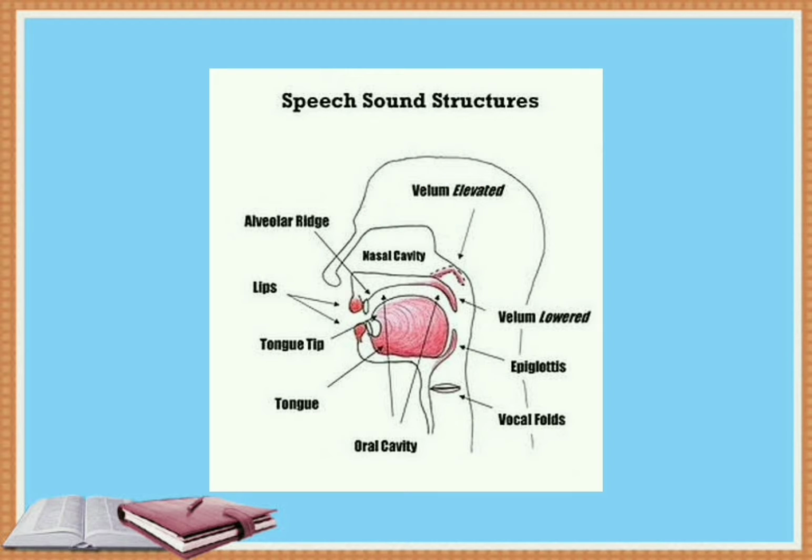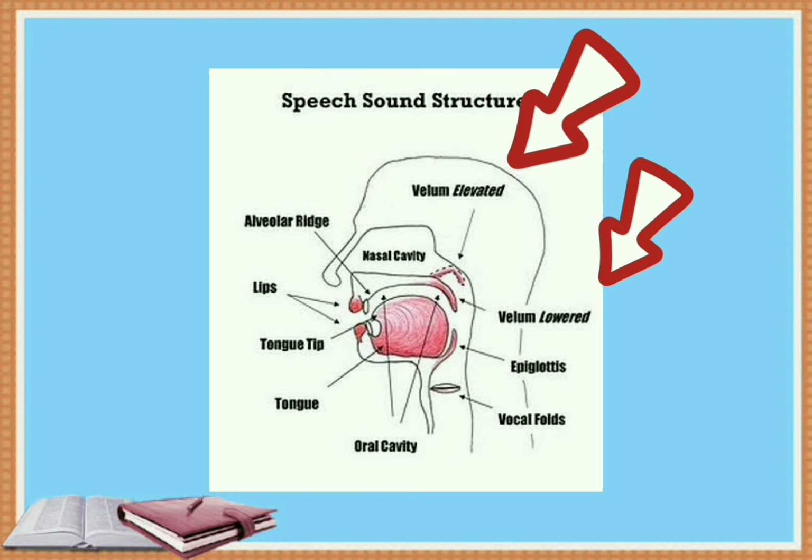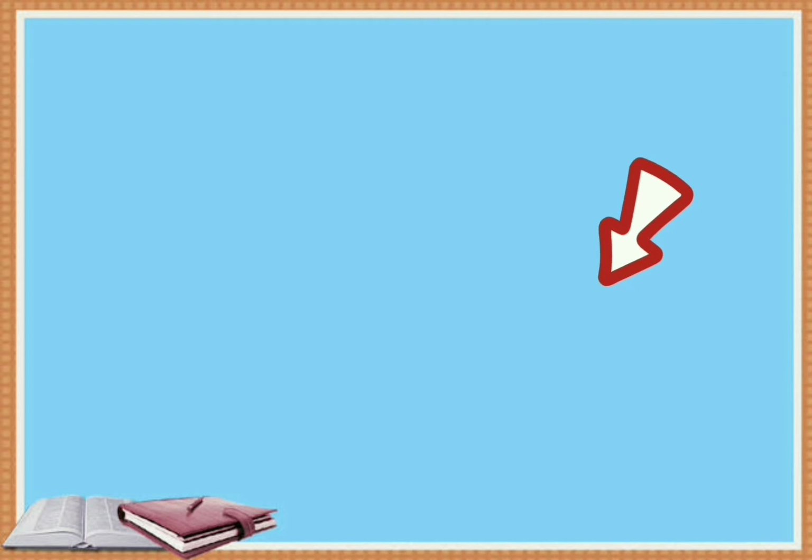Okay? Speech sound structures. The alveolar ridge is located in this part. This one is the lips, the tongue, the oral cavity, vocal fold, epiglottis located here, and the nasal cavity. And we have two types of velum or alveola: the elevated velum and the lowered velum.